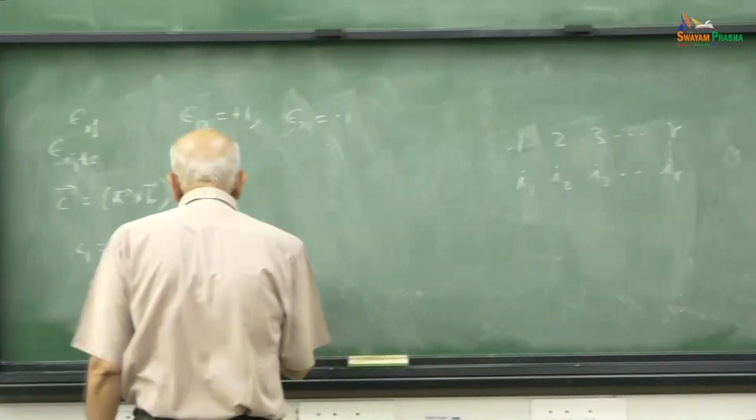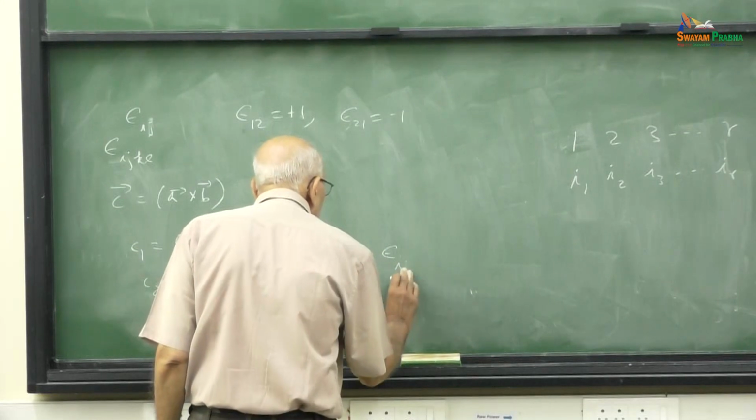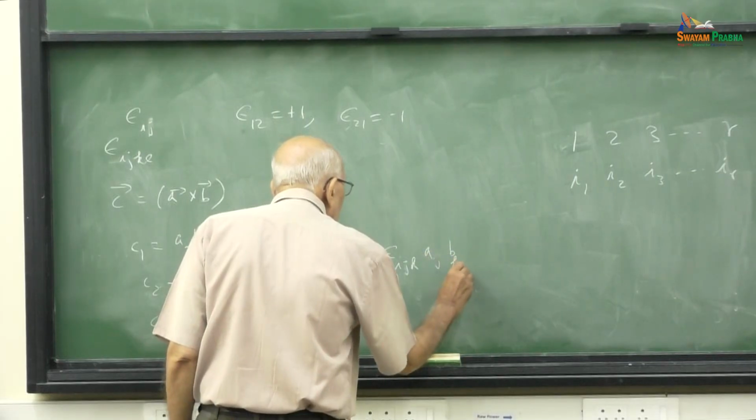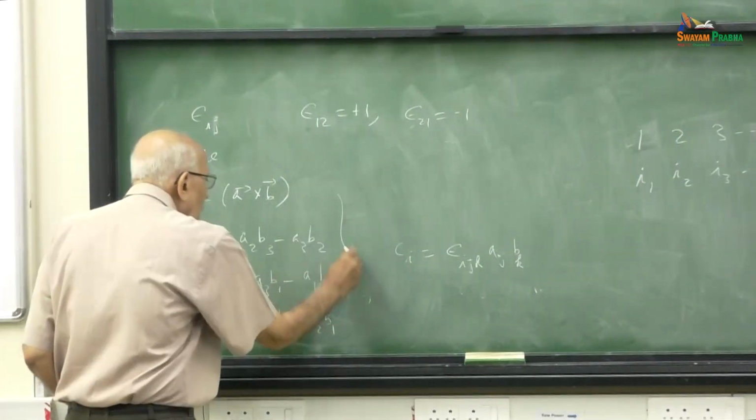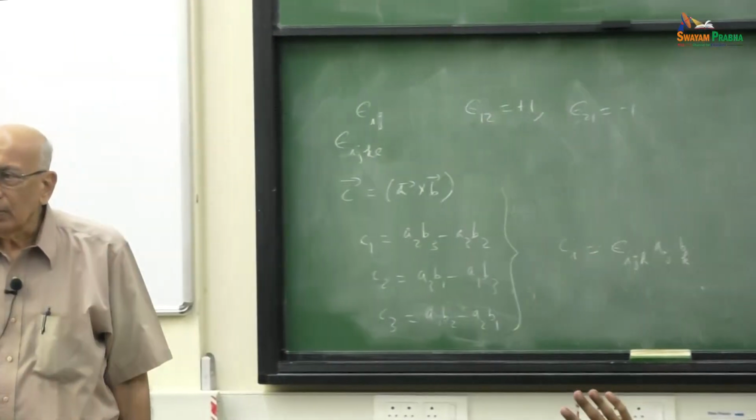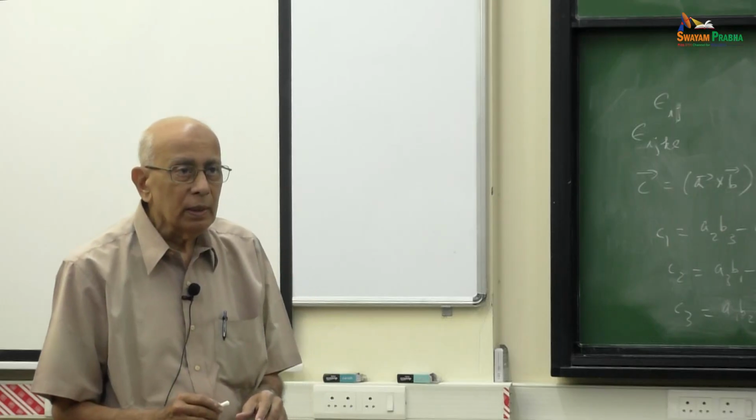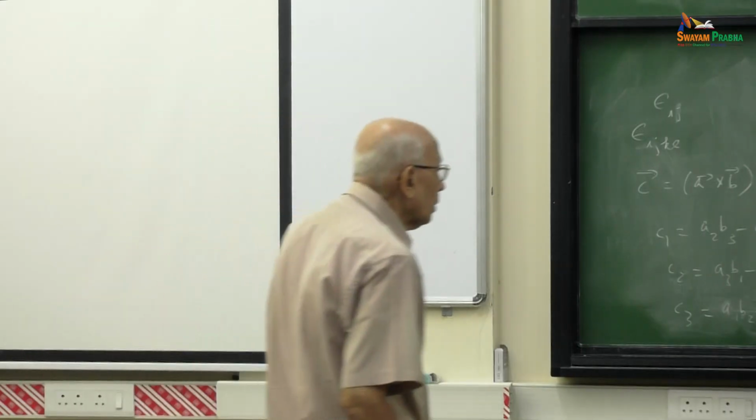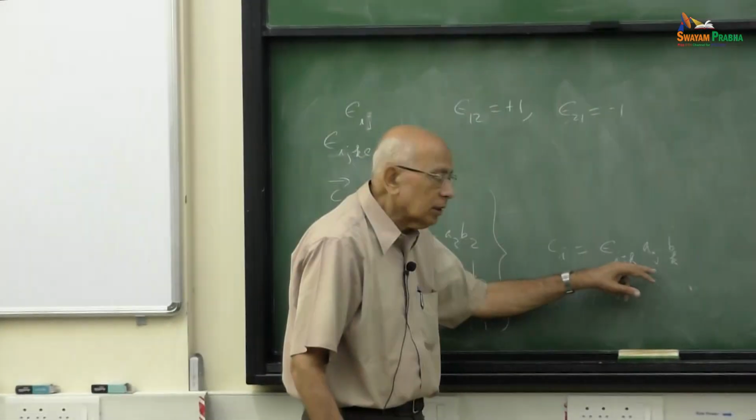I see immediately that C_i in this example is epsilon_ijk a_j b_k. This whole cross product business can be written down in one line like that. You take two vectors A and B, with components A1, A2, A3 and B1, B2, B3, and I want the cross product of these two, which has to be a vector. So if I write it in tensor notation, if it's some vector C, then C sub i is epsilon_ijk a_j b_k.